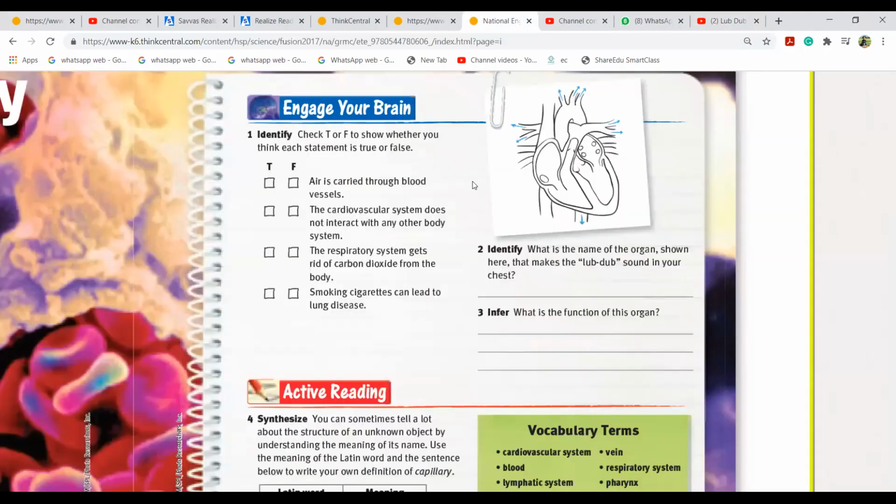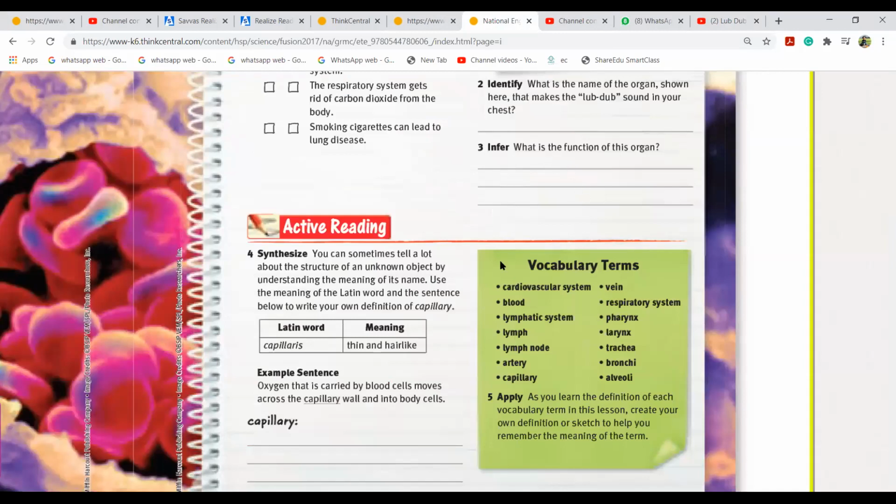Right now, what is the function of this organ? Of course, you know that it pumps the blood to all parts of the body. Now, one more thing, girls. This lesson has a lot of vocabulary, and I will take longer for it so that you really understand perfectly. Malak, if you are there, please read out the vocabulary terms loudly.